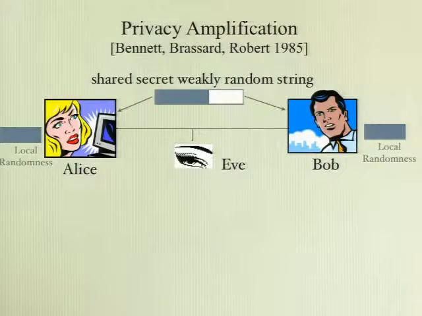Right. Okay, so this is joint work with Yevgeniy Dodis, Trevor Wooley, and David Zuckerman. The title is Privacy Amplification and Non-Malleable Extractors via Character Sums. Okay, so let me start with the introduction of this problem.